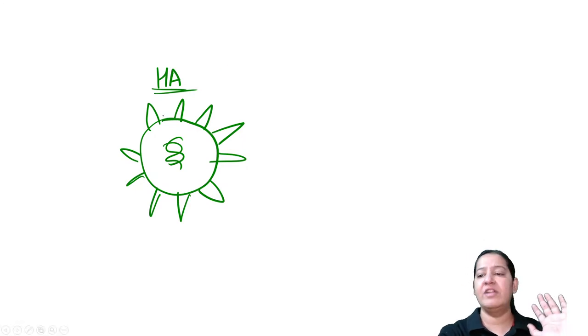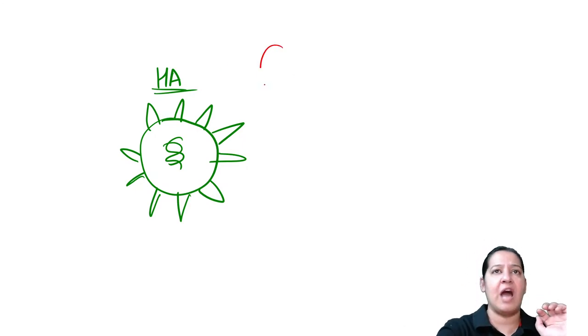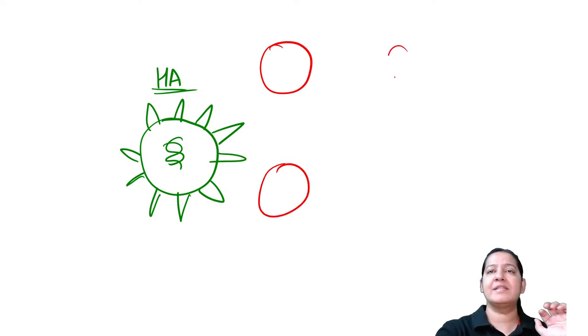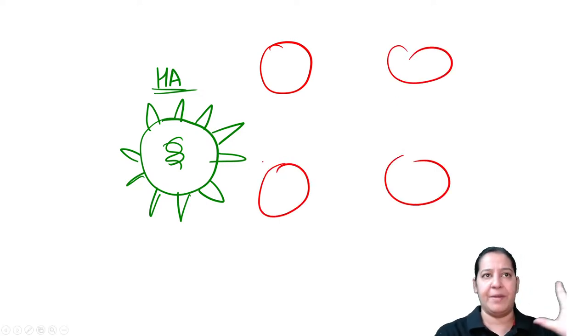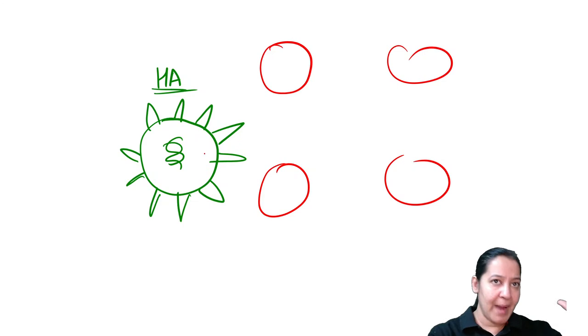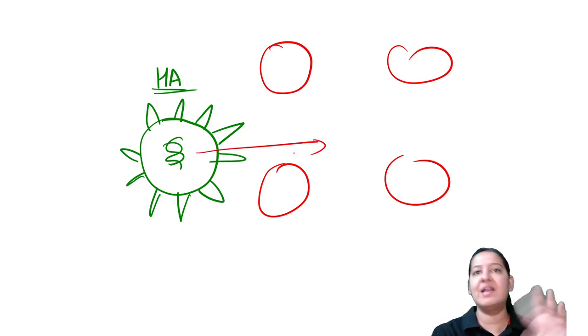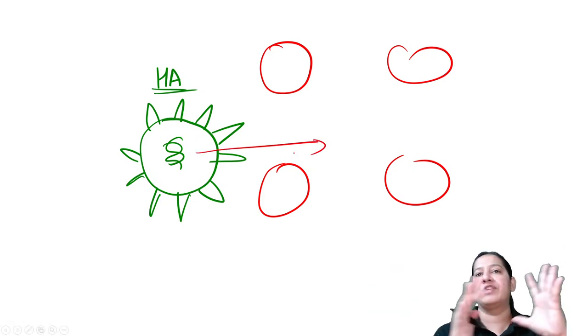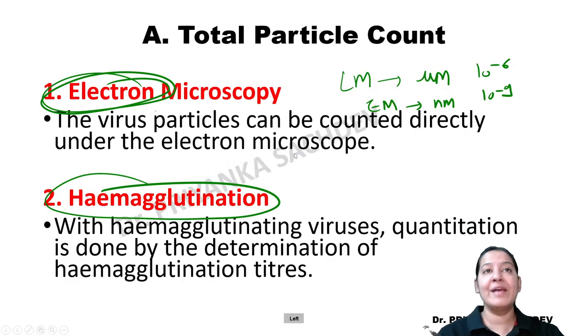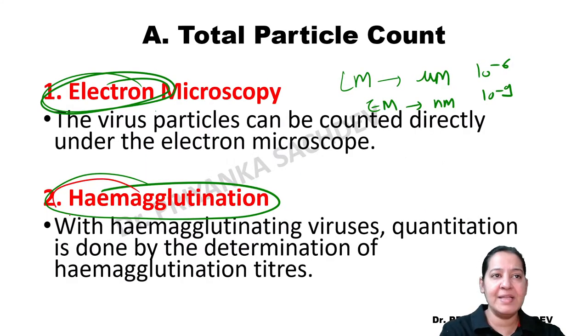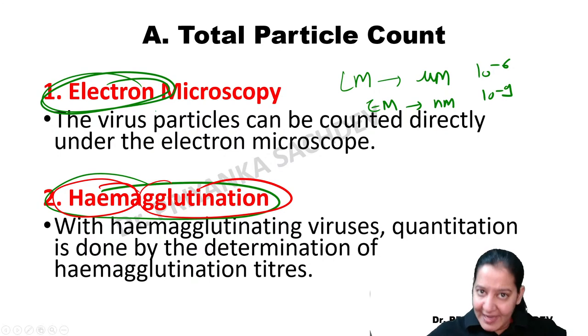What these will do, if you combine such virus with RBC. So these RBCs are separate from each other. Can you see? These are separate. But when you combine your specimen containing virus with the RBC, they will agglutinate. That's why it is known as heme agglutination. Heme means RBC. Agglutination means agglutination of the RBC.